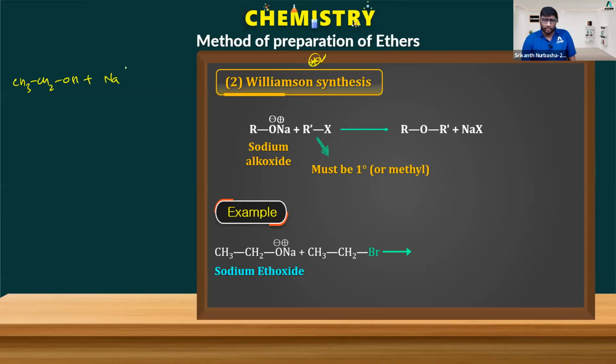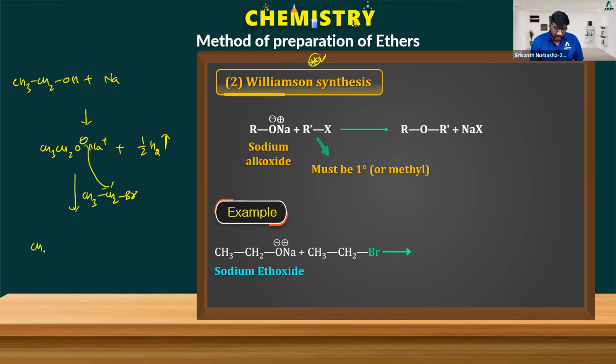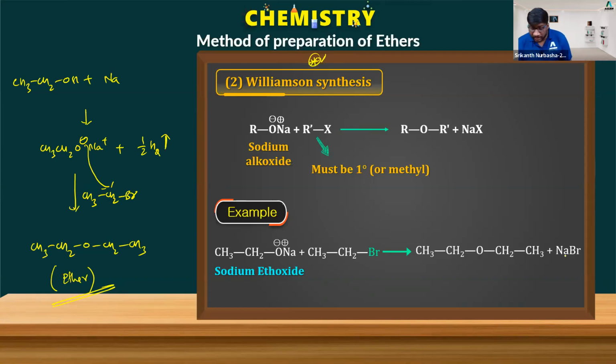NaOH can be used whenever you want to prepare phenoxides. You are getting the respective CH3CH2O minus Na plus, and along with that you will be getting half mole of H2 gas. This alkoxide is now going to be treated with an alkyl halide. We have to take primary alkyl halide preferentially so that the O minus can attack this carbon easily, generating CH3CH2OCH2CH3, which is nothing but your ether, plus NaBr. Since Br minus is lost, you get Na plus Br minus by electrostatic force of attraction, so NaBr is obtained.